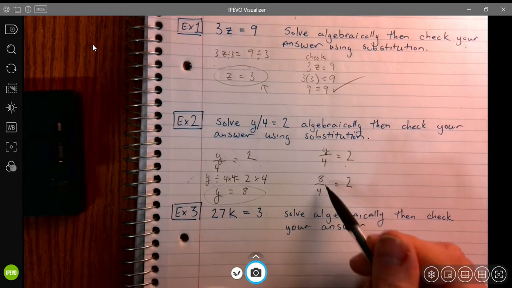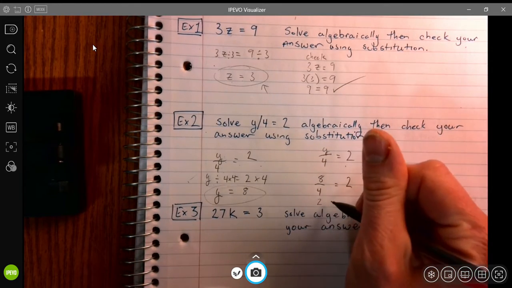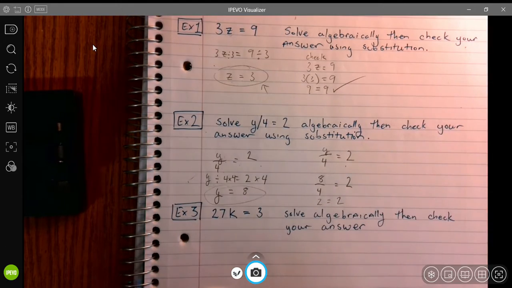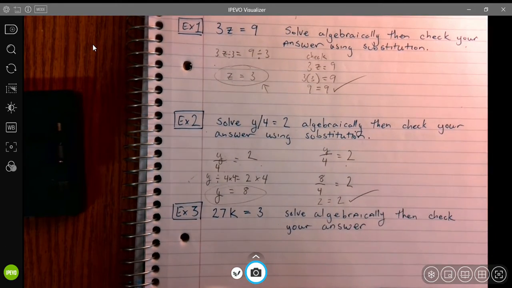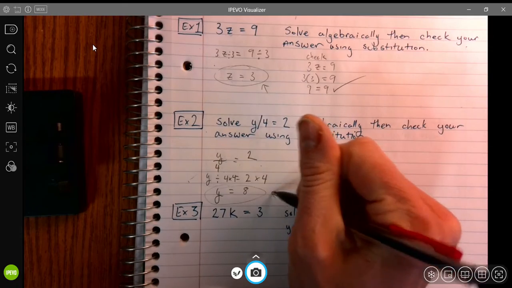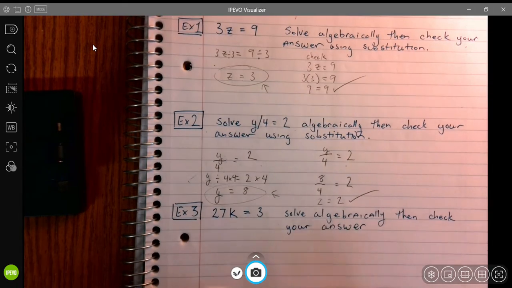Okay? And what's 8 divided by 4? 8 divided by 4 is 2. Is 2 equal to 2? Yes, it is. And we know we have the right answer. Okay? Let's do one more.